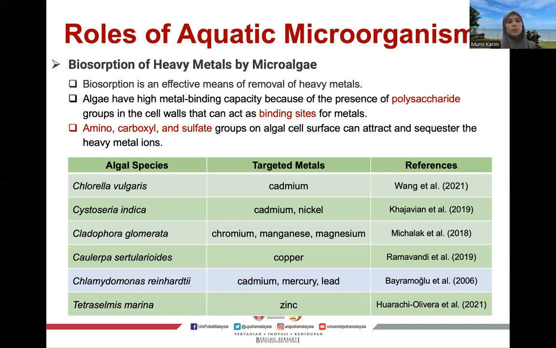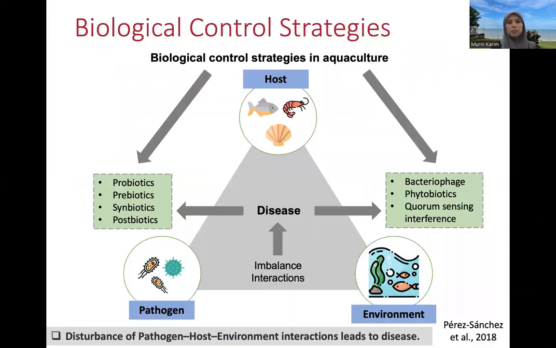Okay, so this is an example of algae species and their target metals, like Chlorella. You know Chlorella, right? Chlorella that we usually use as a supplement. They have target metals. They like cadmium, so the cadmium will bind to the Chlorella. And Tetraselmis, also a very common microalgae, its target metal is zinc. Okay, so those are the roles of microorganisms in the aquatic ecosystem.